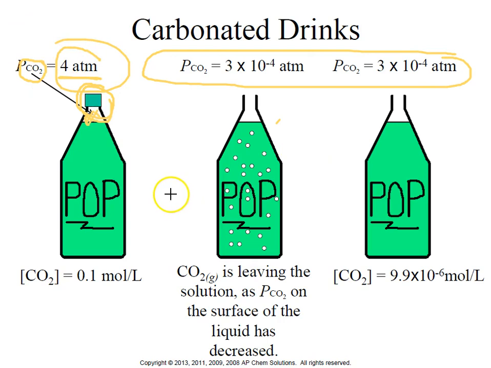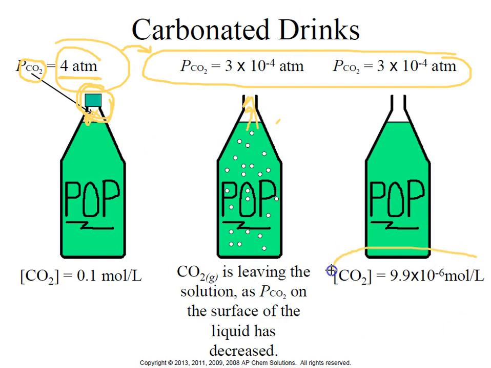That's a change of 10,000, I think, times 4 divided by 10,000. So almost a 10,000-fold decrease in our pressure. The carbon dioxide then can leave because the pressure above here is not pushing it back in. So the carbon dioxide's going out.